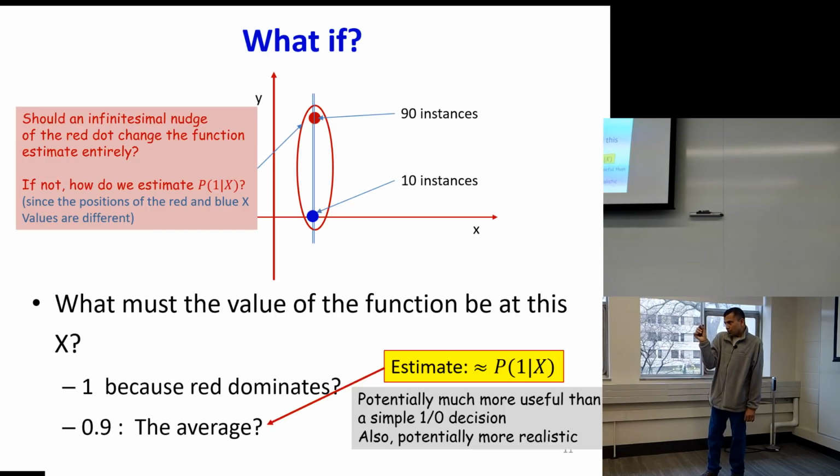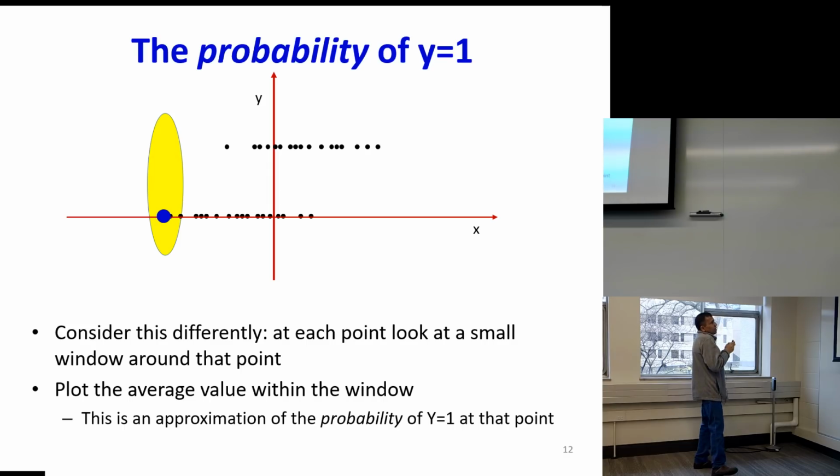So for x somewhere in this range, the probability of y is 0.9. This is the kind of information you'd really like to see, right? So let's consider the problem somewhat differently. At each point, let's look at a small window about that point, which accounts for the fact that an epsilon jitter really shouldn't be changing what the network tells you. And let me plot the average of the value within the window.